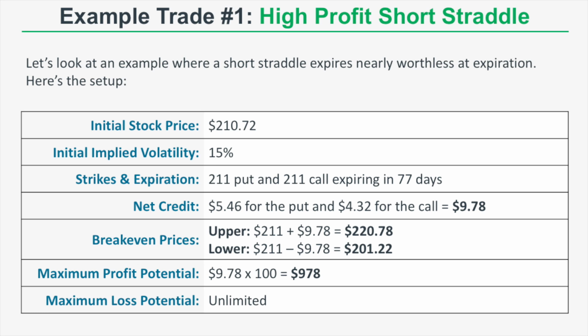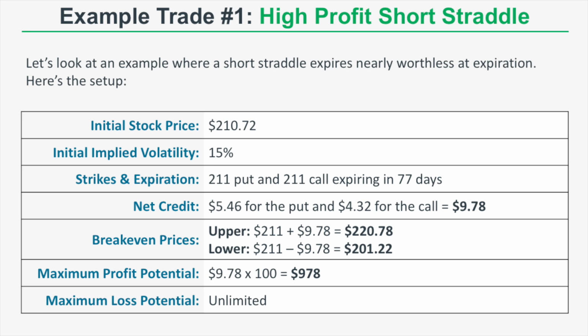Alright, so let's look at our first example trade. So here is the setup. So the initial stock price is $210.72. Initial implied volatility is 15%. And we're going to sell the 211 put and 211 call that expire in 77 days.